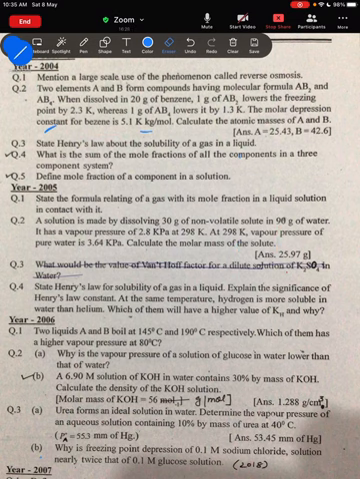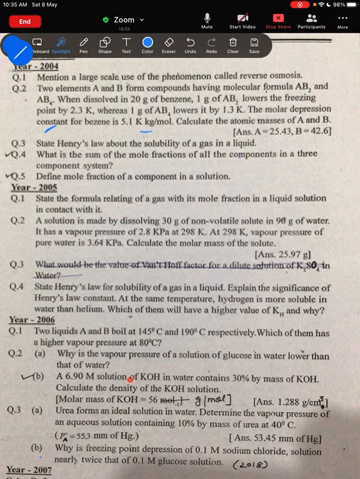Next question. Why is the vapor pressure of a solution of glucose in water lower than that of water? Some of the surface area of the solution, the solvent surface, is covered by glucose molecules. So that's why the vapor pressure is lower.